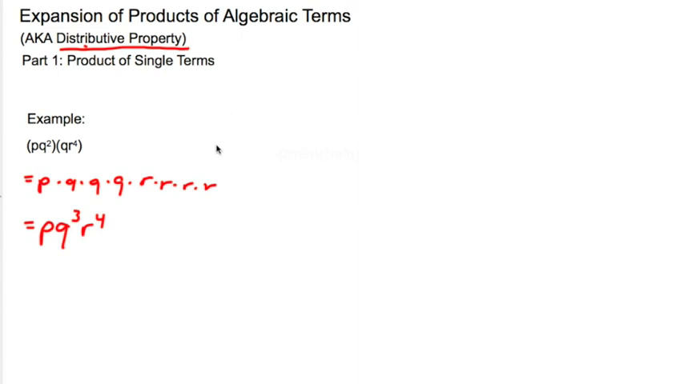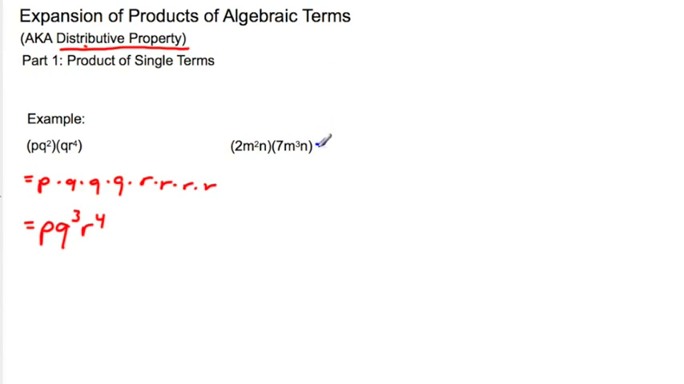Let's take a look at something now involving coefficients. So we have 2m to the second n times 7m to the third n. I'm going to go ahead and get started here.